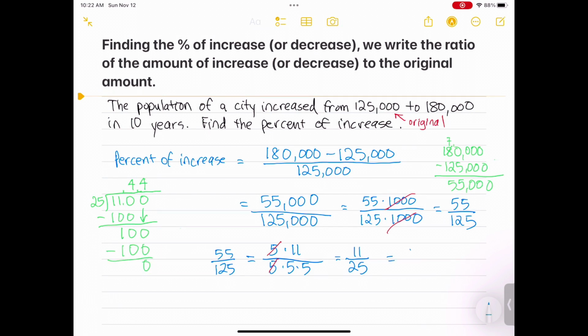Now I just need to convert 0.44 into a percent. And I use my reference, 1 equals 100%, to remind myself to move that decimal point 2 places to the right and add a percent sign. So I go back to 0.44, move that decimal point 2 places to the right, add a percent sign, and I end with 44%. So the percent of increase of that population is 44%. And we box our answer.